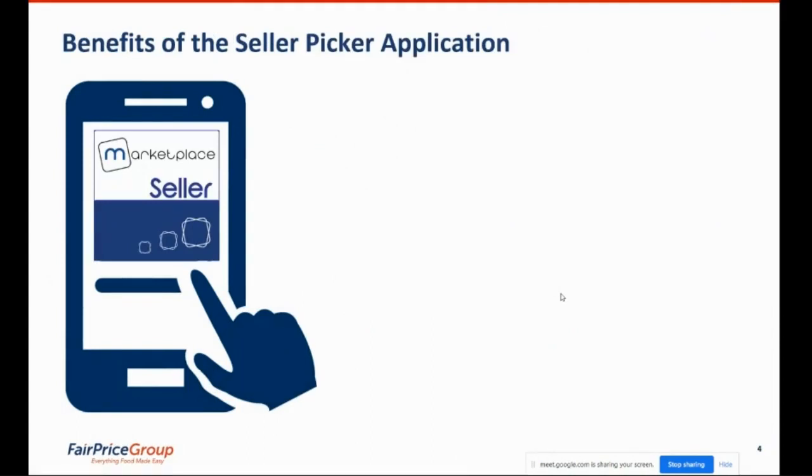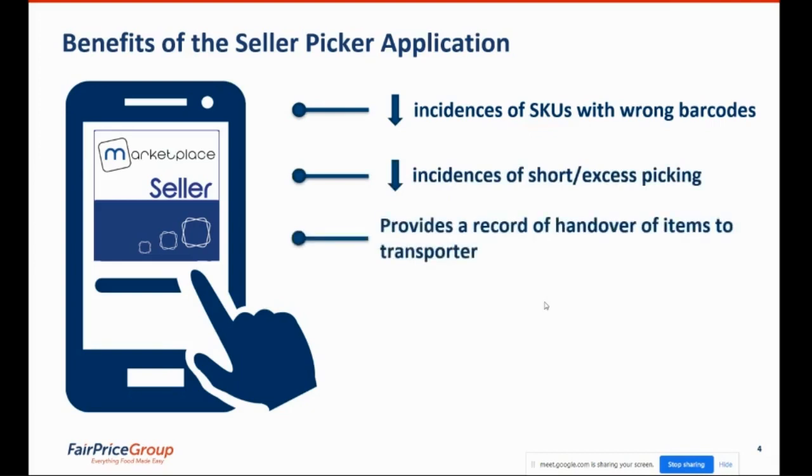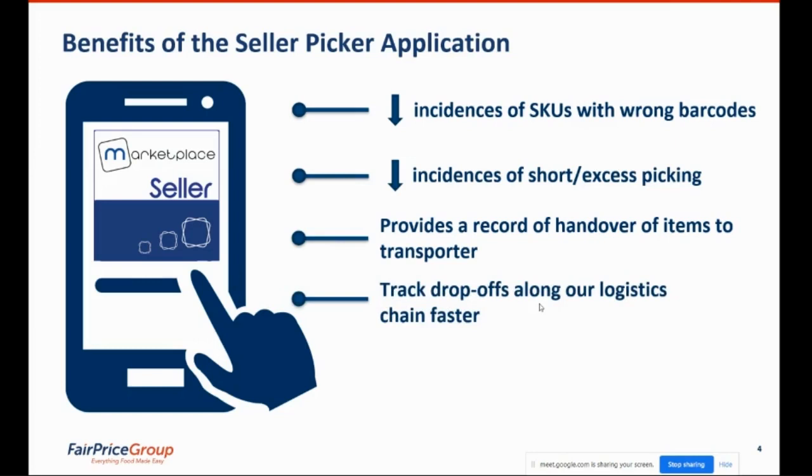Some benefits of the seller picker application that some of our sellers have already experienced, as we do have about 130 to 150 sellers currently using this app: they have seen a reduced incidence of SKUs with wrong barcodes, and reduced incidences of short or excess picking. It also provides a record of handover items to our transporter and subsequently our warehouse, and enables our seller support team to help track drop-offs along our logistics chain faster. These are some of the benefits that you can expect if you adopt this picker application.